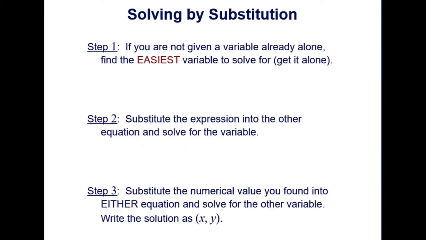So the 3 steps for substitution is that first, you have to have a variable by itself. If you are not given a variable already alone, you have to find the easiest variable to solve for or get it alone. Then, step 2, you can substitute that expression into the other equation and solve for the variable. For step 3, substituting that numerical value you found into either equation and solving for the other variable to get that point as a solution, or x comma y. Now this sounds difficult, so let's see it in action with 2 examples.